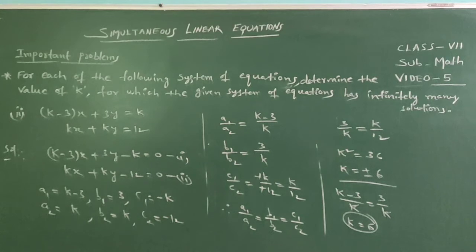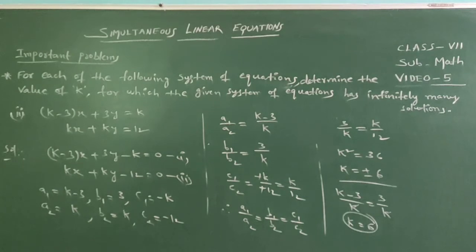(k minus 3)x plus 3y minus k equals 0 is the first equation, kx plus ky minus 12 equals 0 is the second equation. Here a1 equals k minus 3, b1 equals 3, c1 equals minus k, a2 equals k, b2 equals k, c2 equals minus 12. The condition for infinitely many solutions for dependent equations is a1 by a2 equals b1 by b2 equals c1 by c2. If you equate b1 by b2 equals c1 by c2, you will get k square equals 36, k equals plus or minus 6. 6 square is nothing but 36. If you equate the first and second equation, you will get the k value 6. Okay, this is the process.